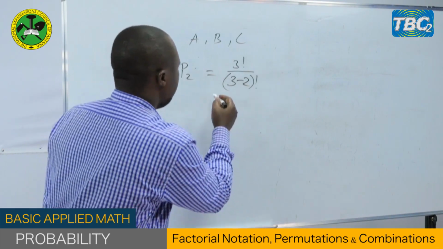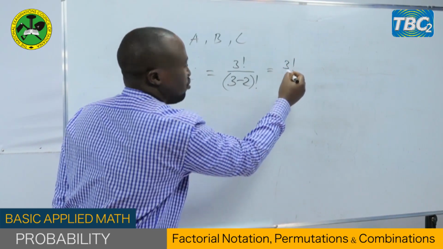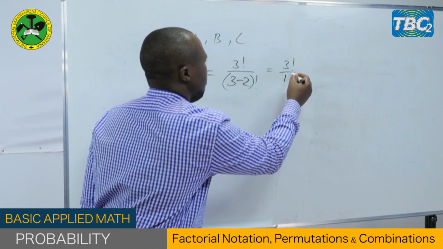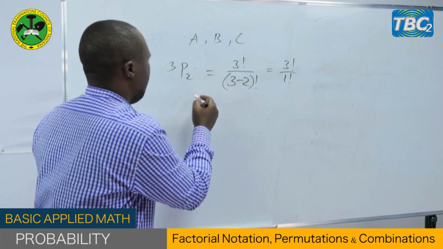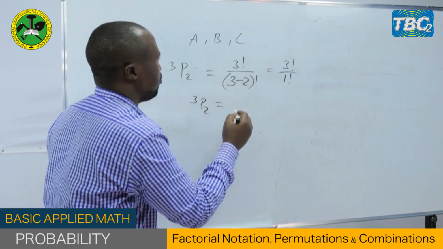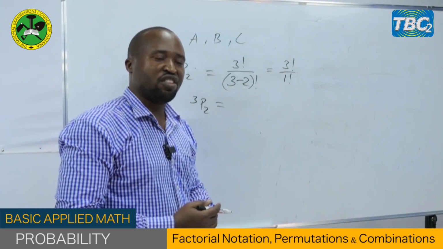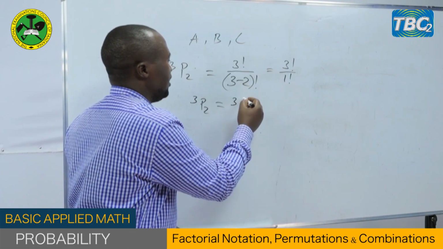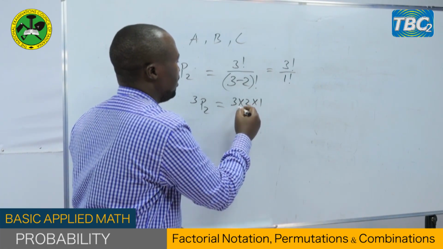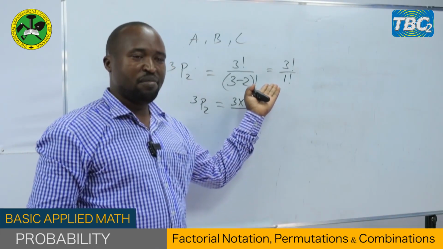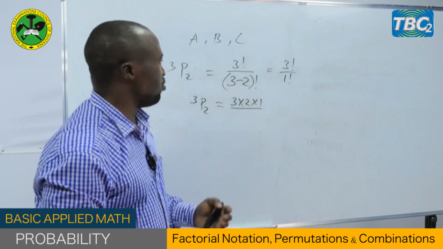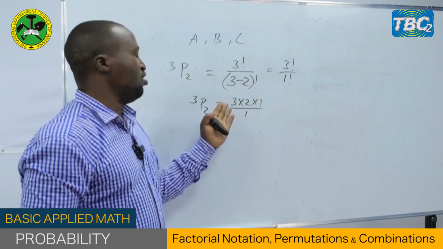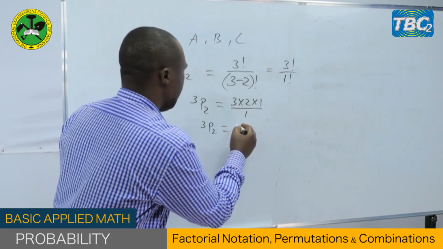What are we going to get here? This is equal to 3 factorial over 3 minus 2, remaining with 1 factorial. So 3P2 will be equal to, now remember this, the expansion for 3 factorial, by recalling the general formula for factorial notation, is the same as 3 times 2 times 1 over, now remember, 1 factorial is equal to 1. So here we just write it over 1. So 3P2 will be equal to 3 times 2 times 1, which is equal to 6.